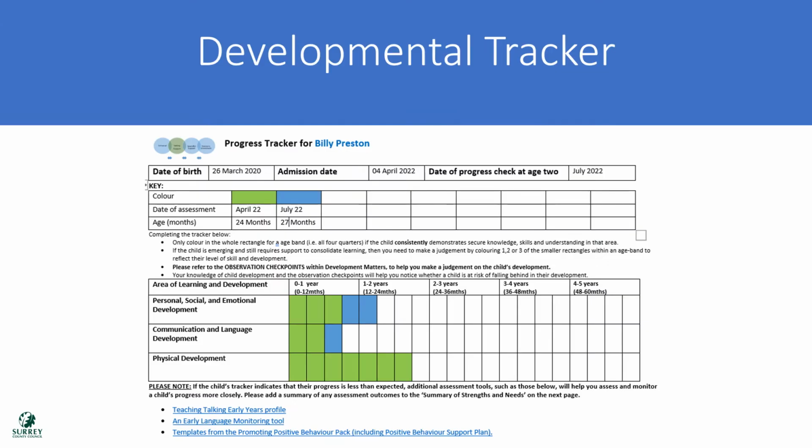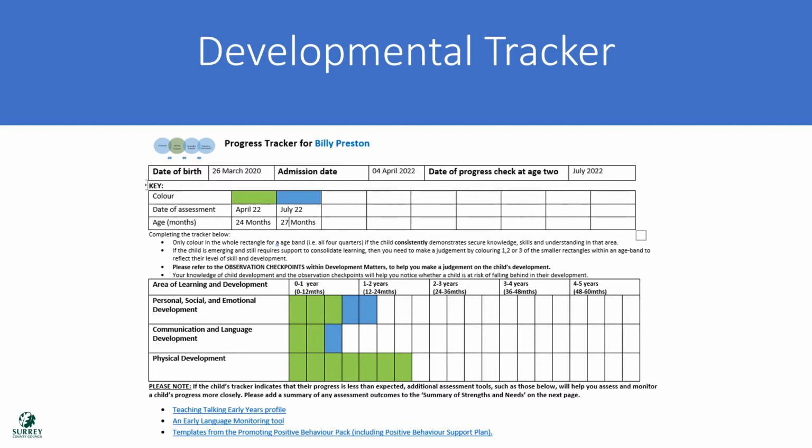The developmental tracker captures the attainment and progress of the child in the 3 prime areas. Make sure that you complete the key at the same time as the tracker. Choose a colour for your first assessment and colour the relevant boxes to reflect the child's level of development. Please also remember to add the date that the tracker started and the child's age at that time in months.